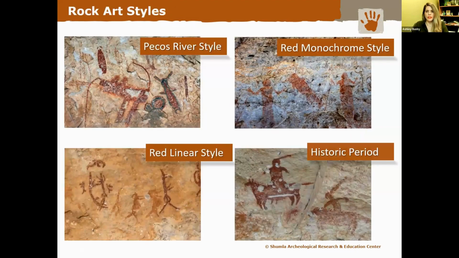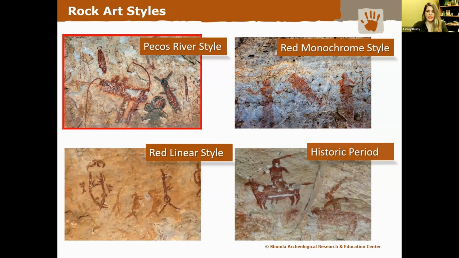The rock art of this region found in these canyon shelters is incredibly preserved. Through the research of the Hearthstone project, Shumla has demonstrated that these murals date back up to 5,000 years. Here you can see the four styles seen in this region, which are used individually or in combination with each other to create intricate compositions. So some of these are red monochrome, red linear, and historic period. But the focus of my talk today is going to be the Pecos River style shown here. And this is one of the four dominant styles in this area.